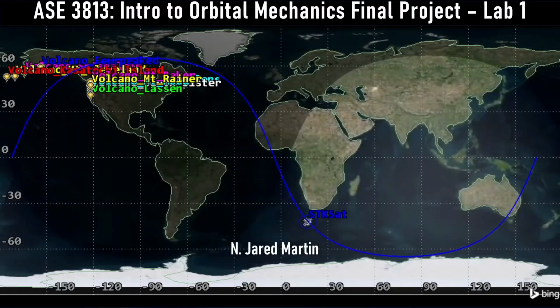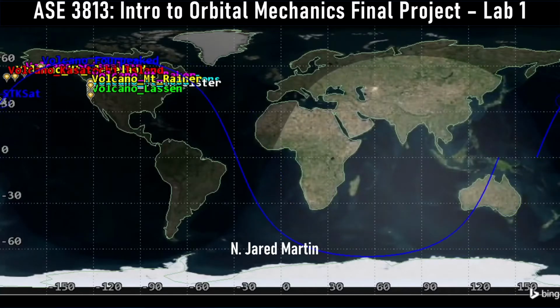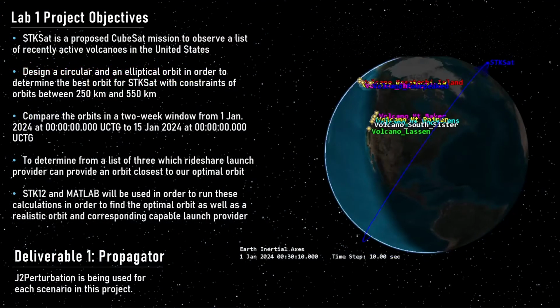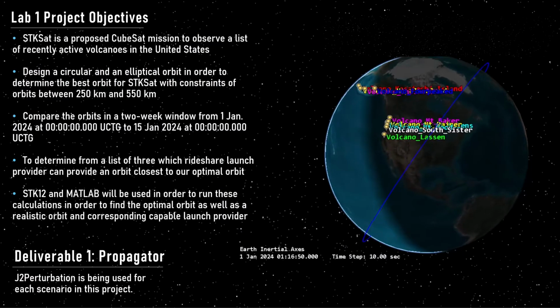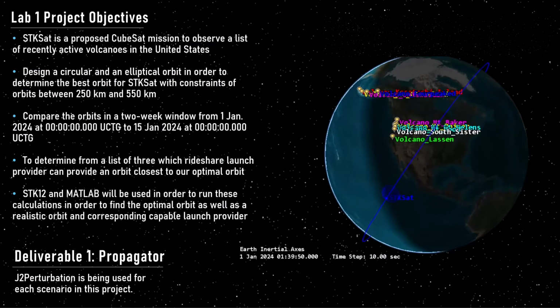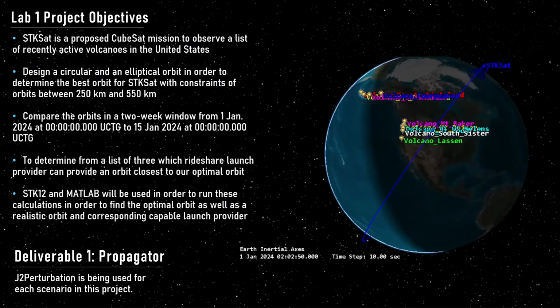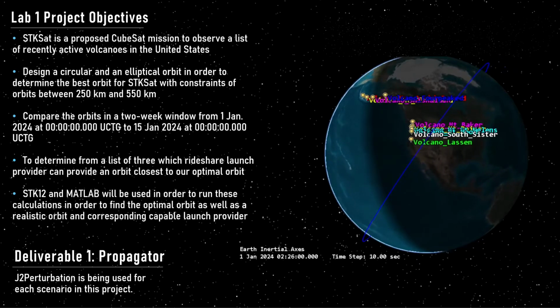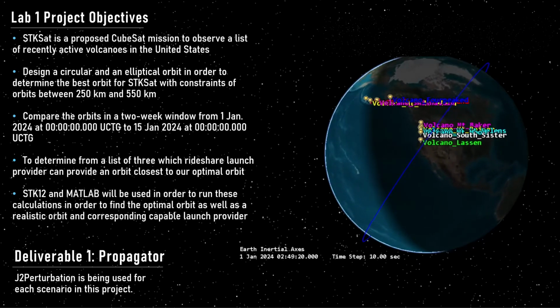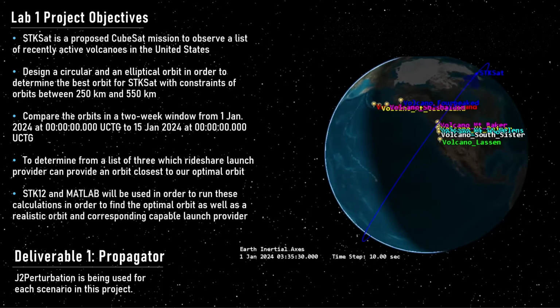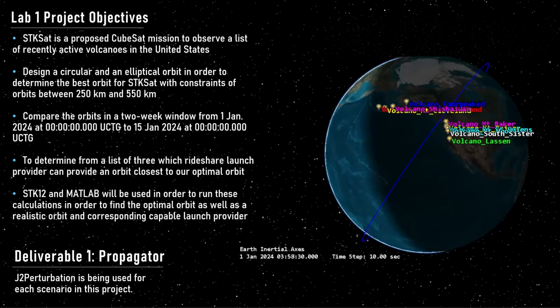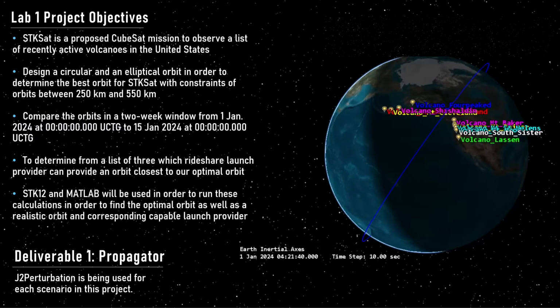This is my presentation for Lab 1 for the ASE 3813 Intro to Orbital Mechanics final project. Lab 1 is about CubeSat, a proposed CubeSat mission to observe a list of recently active volcanoes in the United States. In Lab 1, we must design a circular and an elliptical orbit in order to determine the best orbit for CubeSat with the constraints of orbits between 250 and 550 kilometers.